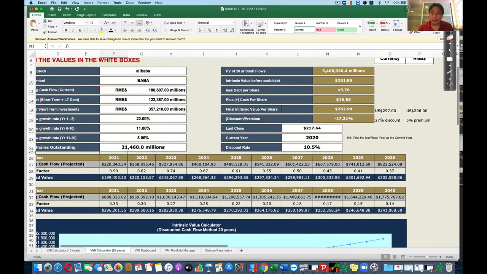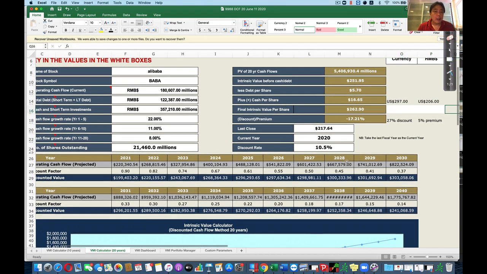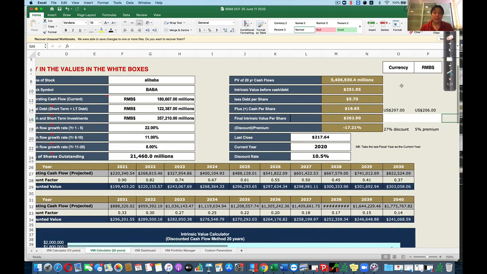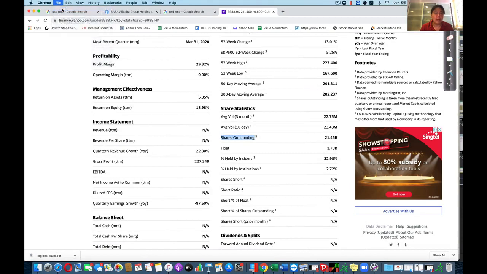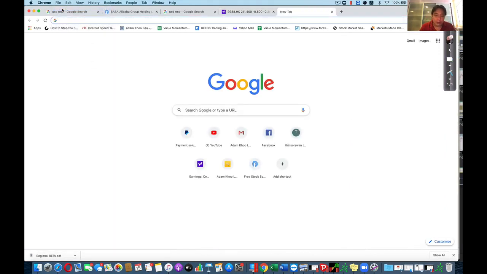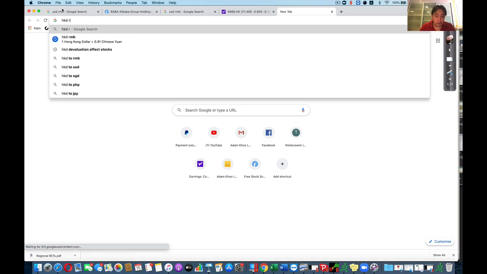So you can see that based on the Hong Kong share, the intrinsic value is now 262. Again, remember this is in RMB. So now we have to convert this RMB to Hong Kong dollars. Yeah, I know it's a bit tricky, right? But like I said, this is a very challenging example I'm giving you, okay? So go to the currency converter and we're going to convert now Hong Kong dollars and RMB.